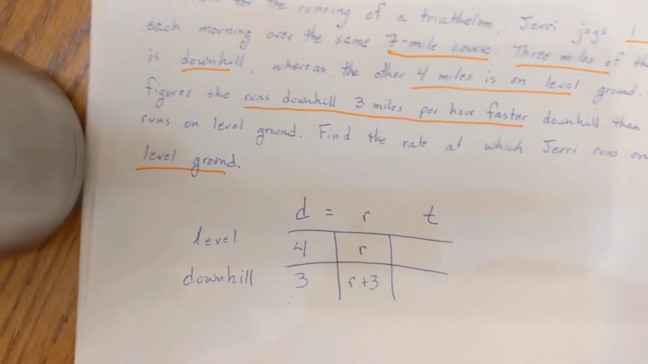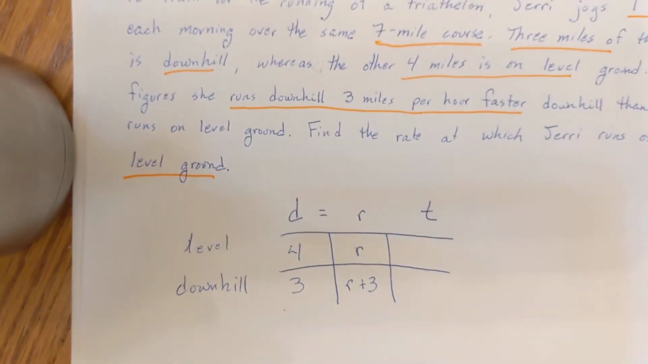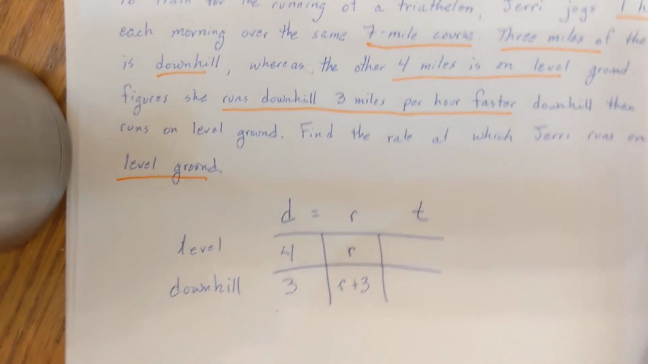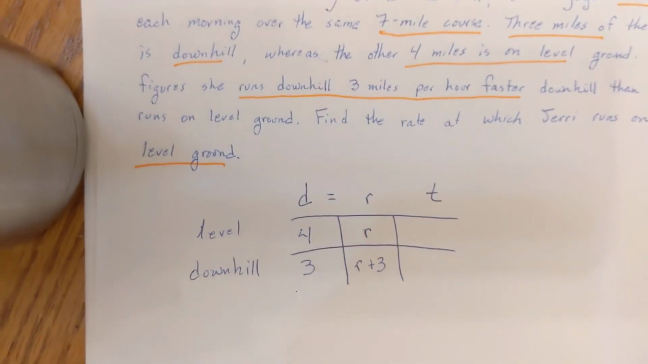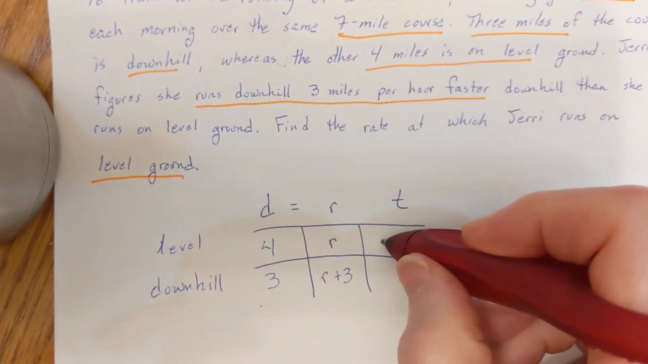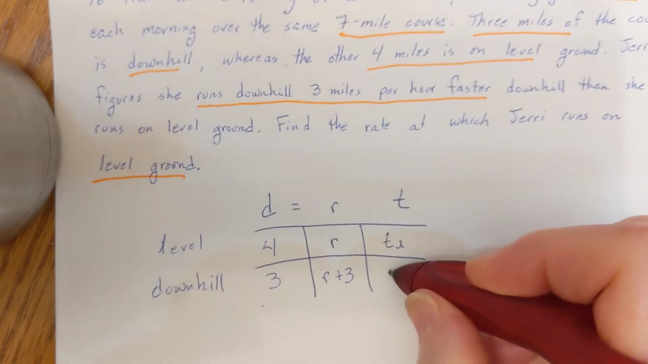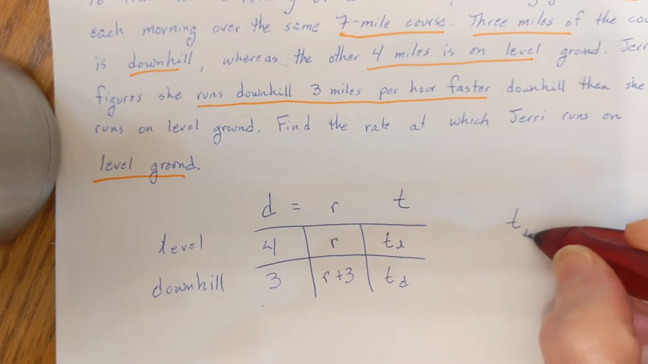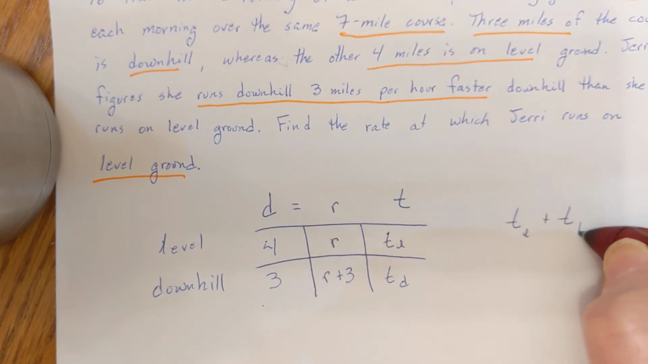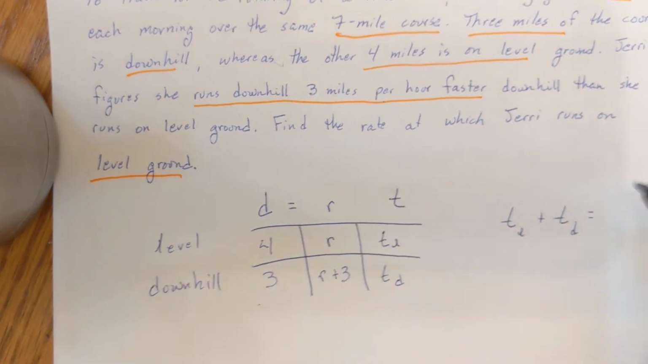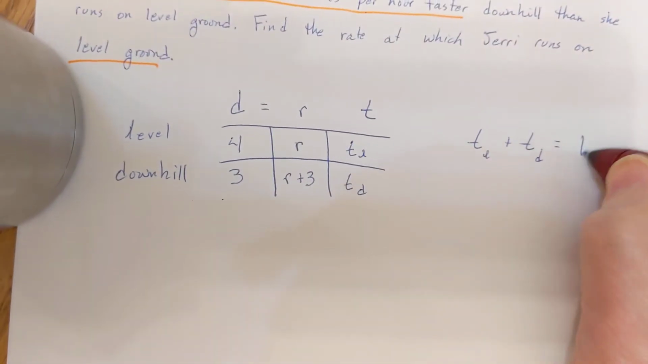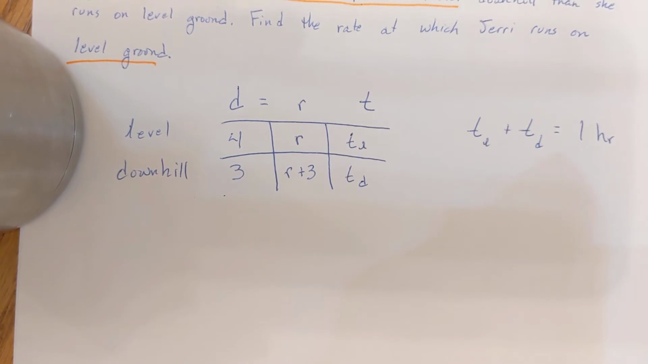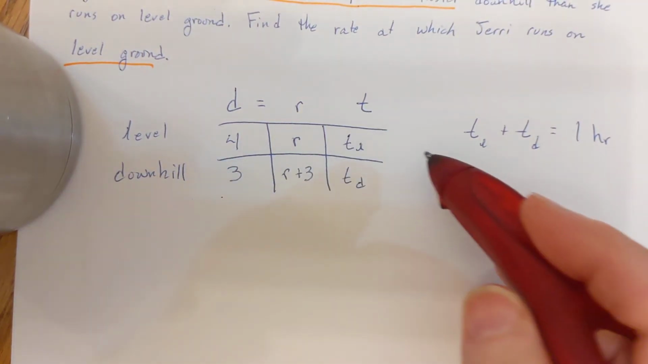I don't know how long each portion of this run takes. I just checked up here. I have that it takes 1 hour for her to cover the whole course. So this is going to be time level, and this will be time downhill, but I know that time level plus time downhill equals 1 hour. Okay, now I have everything I need.